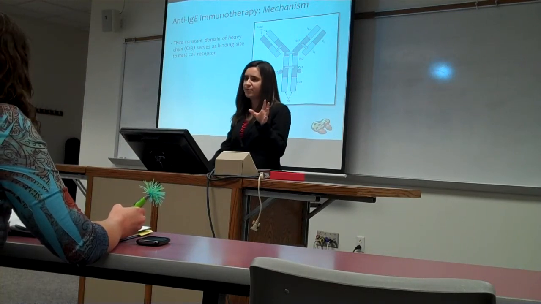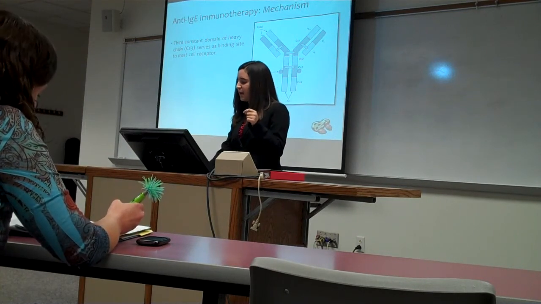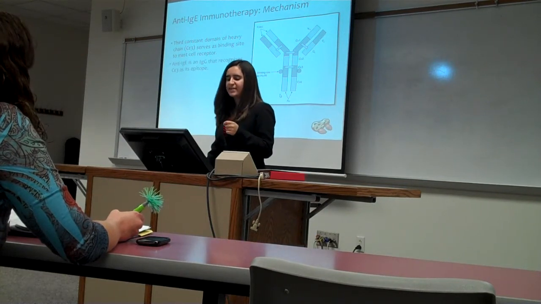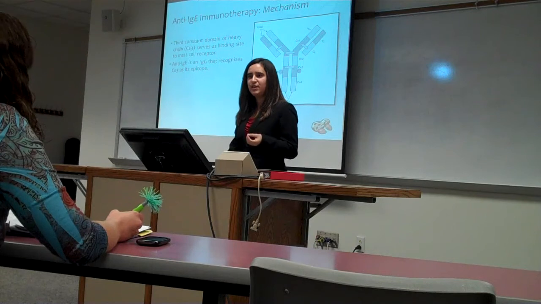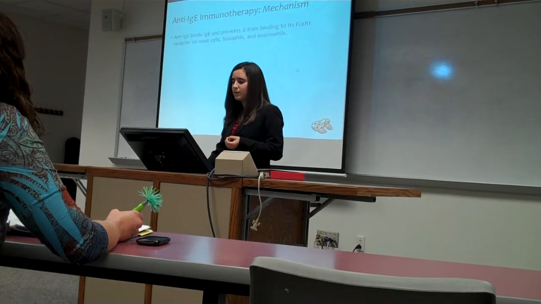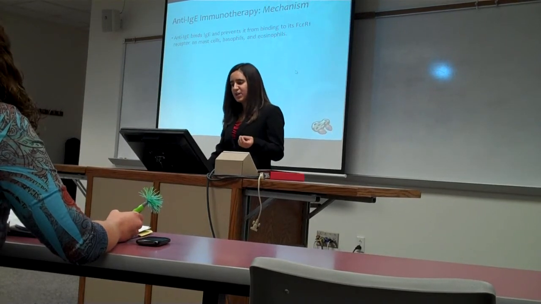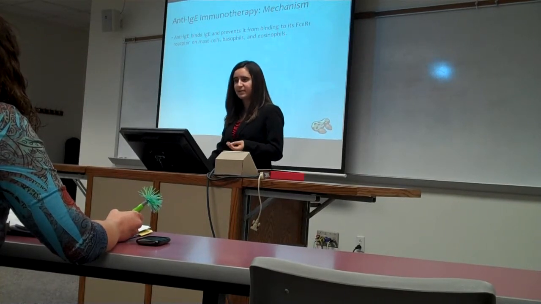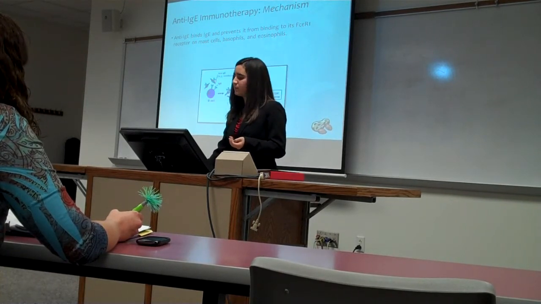So if you remember the very first picture I showed of the mast cell, this is where it would have been connected to the Fc-epsilon-R1. Anti-IgE is an IgG that can be manufactured with this C-epsilon-3 domain as its epitope. So anti-IgE will bind IgE and prevent it from binding to the Fc-epsilon-R1 receptor on mast cells, basophils, and eosinophils.